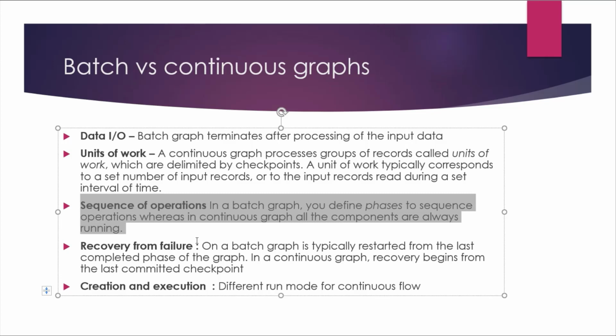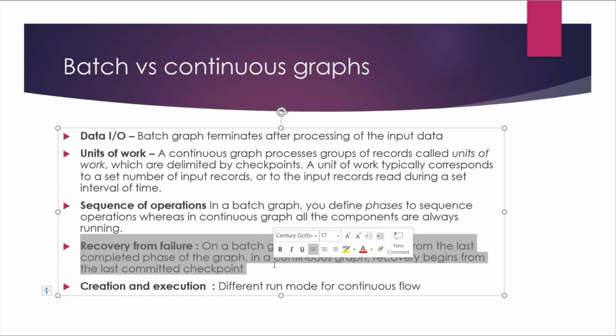Another thing is recovery from failure. In the case of batch graphs, we all know that recovery happens from the last completed phase of the graph. And remember, in the case of continuous graph, recovery begins from the last committed checkpoint. So we will see what is checkpoint. Checkpoint in the continuous graph is different from what we have seen in the batch graph. We will see what exactly a checkpoint is.